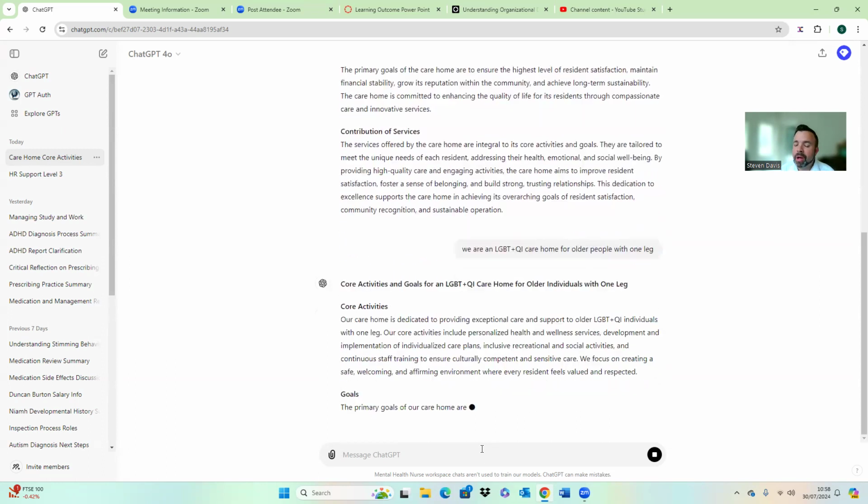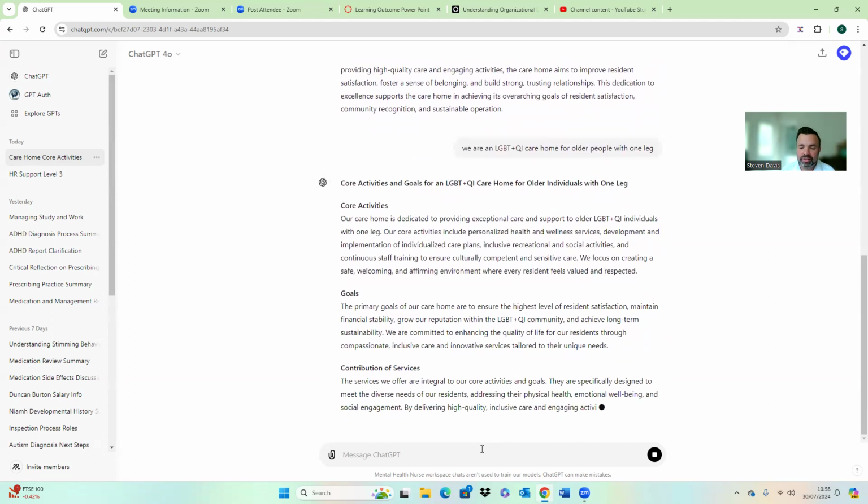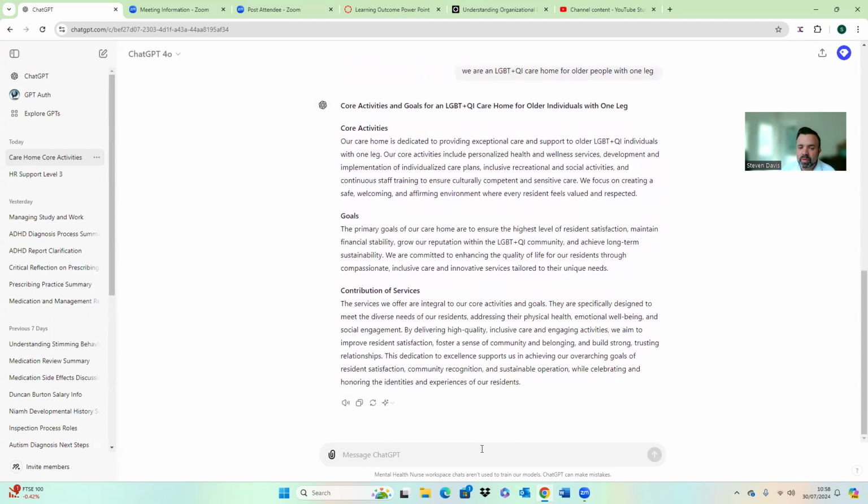There you go. So it's now personalizing your core activities, your goals, and your services. And it's important to have this because this is what we're all coming to work for. This is what we're saying. This is what we all believe in. So having some core activities and values and beliefs is great.